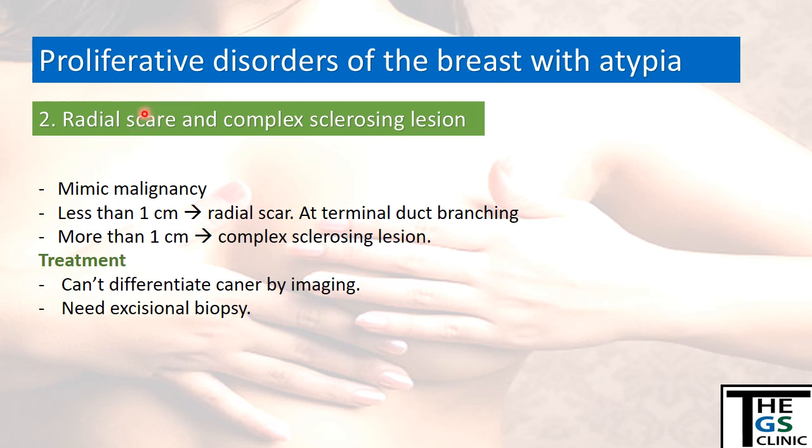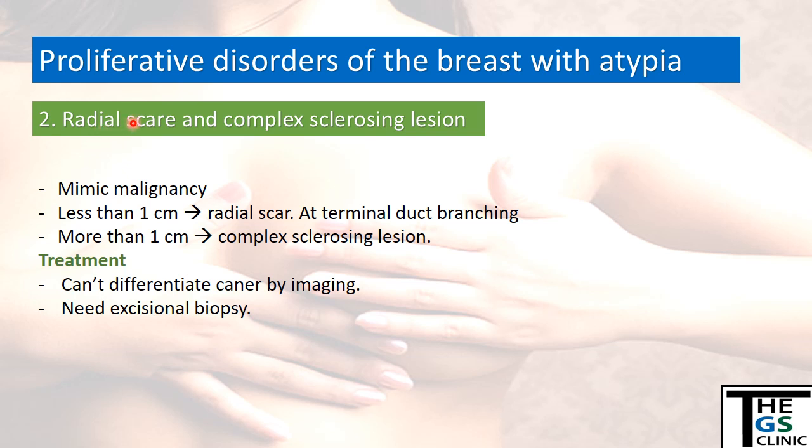Okay, what is the radial scar? It is a scar like any other scar in the body, in the skin or elsewhere, containing fibrous tissue and collagen. It is a scar inside the breast tissue and has a radial pattern, like rays of the sun, so we call it radial scar. The problem is that these conditions have similar radiological features as in the malignancy. That's why it is impossible to differentiate them depending on the imaging only.